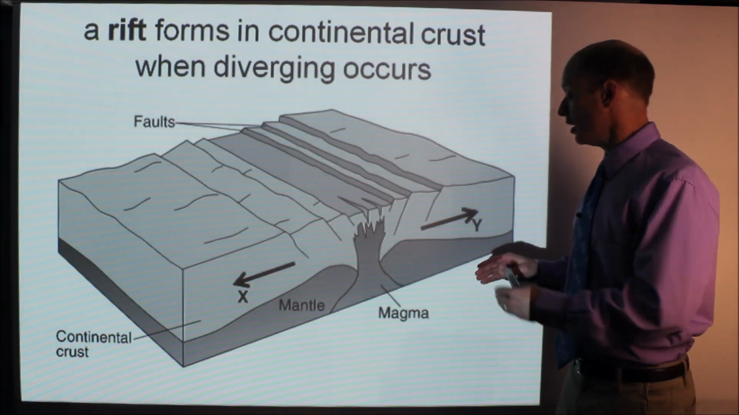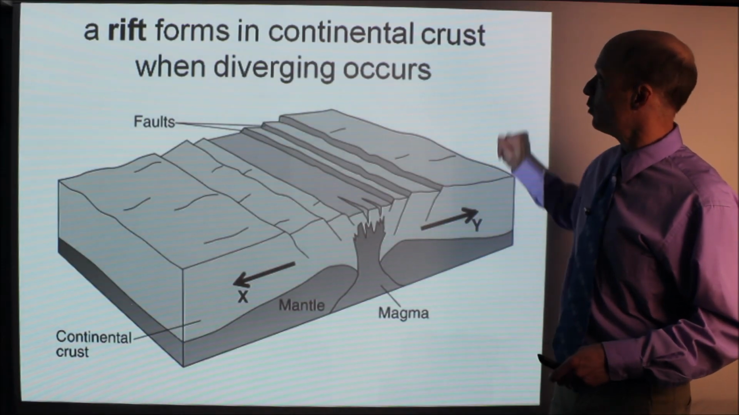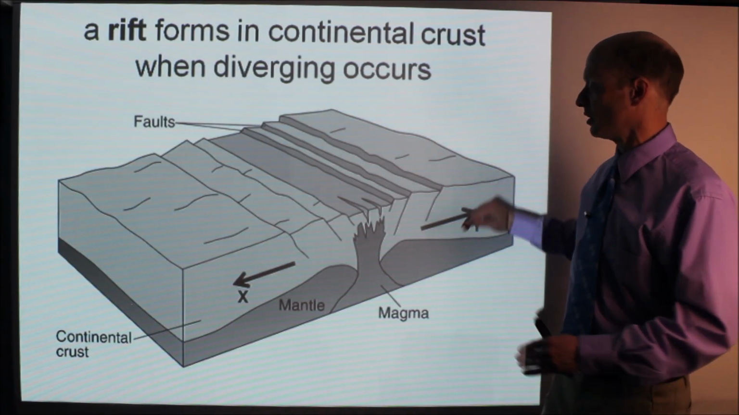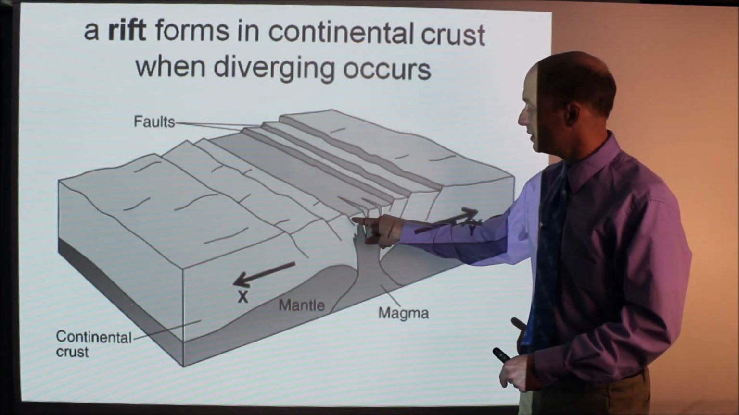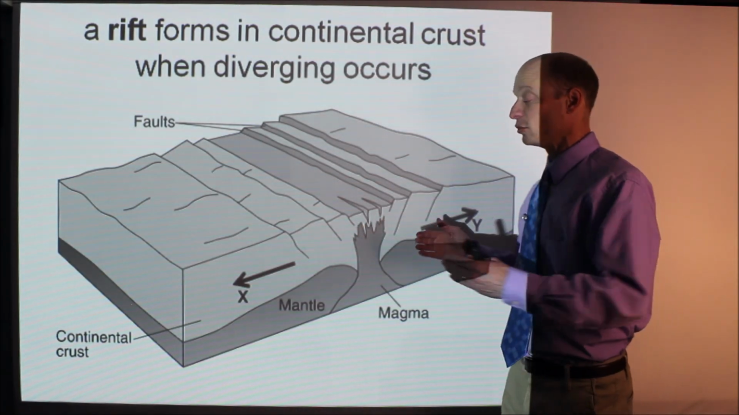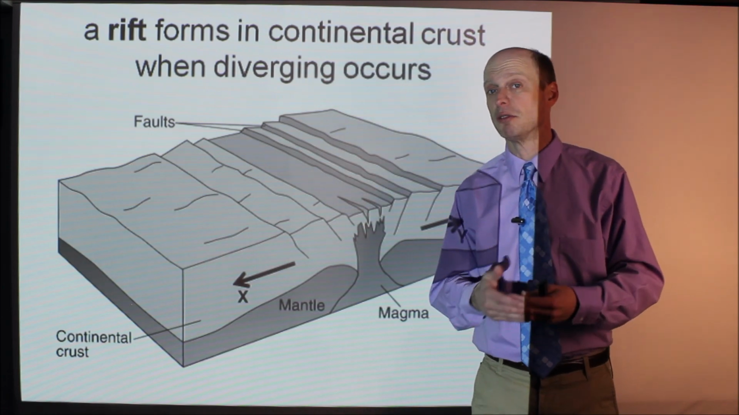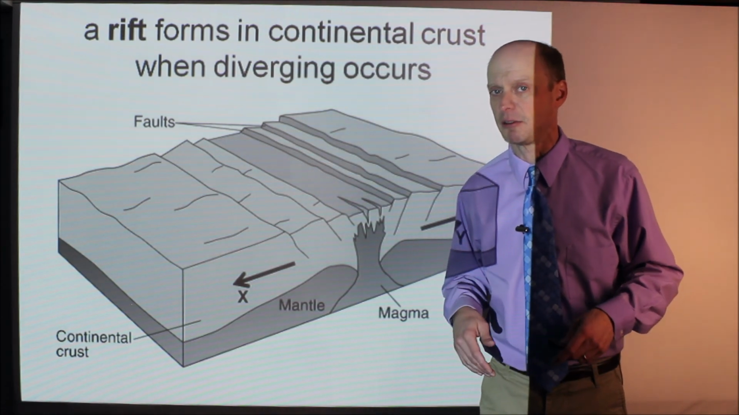Look at these arrows here. Plates pulling apart. In this case, a rift forms in continental crust when diverging occurs. Diverging plates. This is the sort of that rift valley as those plates pull apart. So that you need to know. The word rift you're not going to find on the reference table or anything.